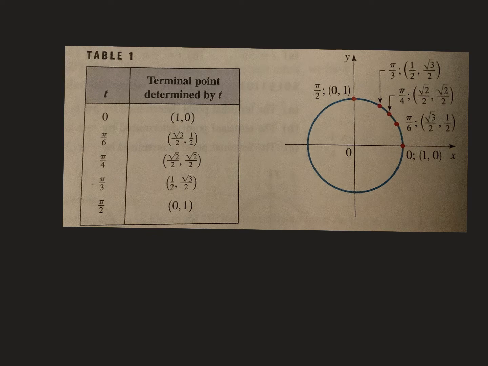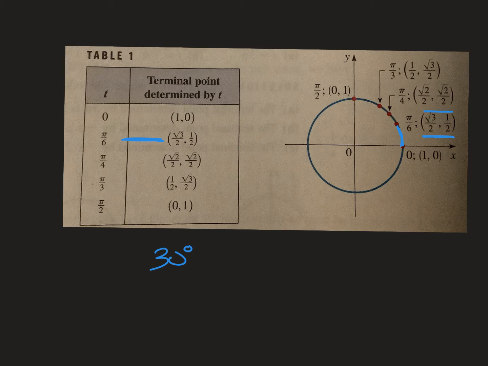Okay, here's a few more examples that you need to know, to be honest with you. If you go to pi over 6, the coordinates are square root of 3 over 2 and 1/2. And that goes back, guys, to 30, 60, 90. Pi over 6 represents a 30-degree angle. That's why those numbers are like they are, because it goes back to that 30, 60, 90 triangle.